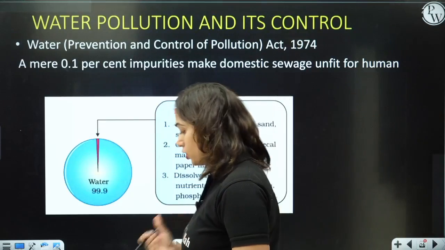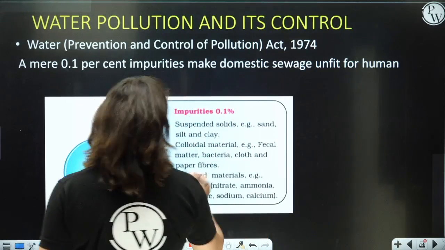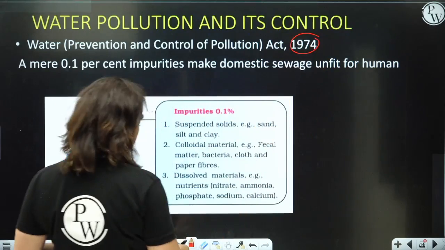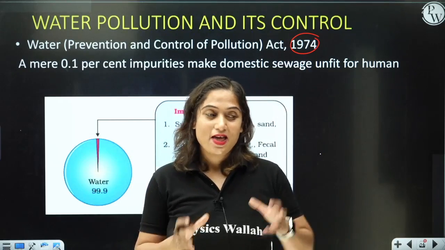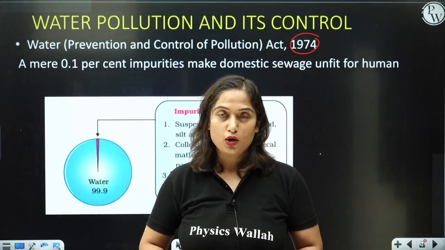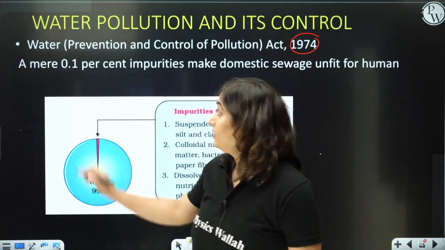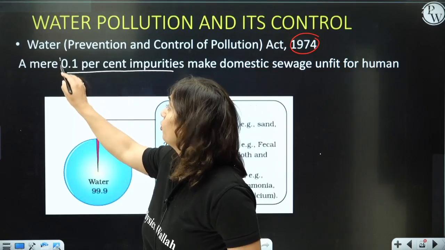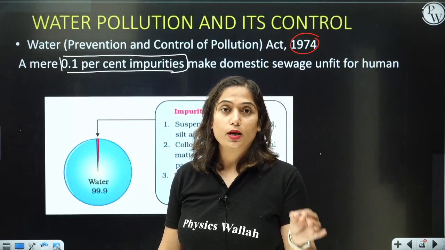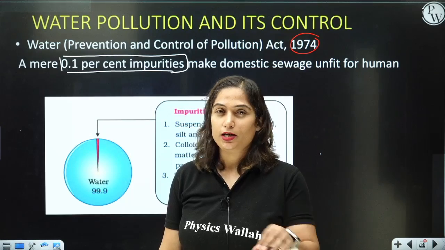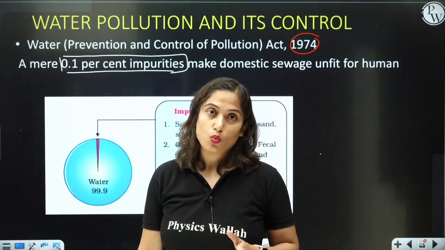Now from air pollution and noise pollution, let's come to the water pollution. Water Pollution Act came in the year 1974. I just told you. Now, when will I say that this water is not fit for human consumption or this is polluted water? When water contains 0.1% impurity. When water just contains 0.1% impurity in it, then it is unfit for human consumption and it is considered as polluted water.